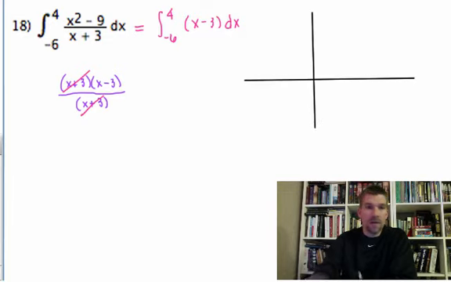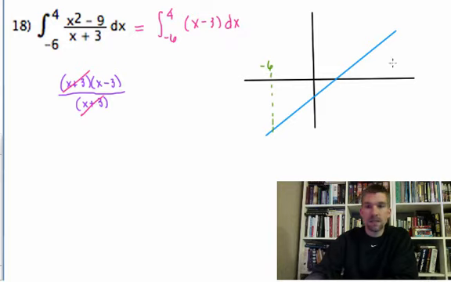We're going to graph the line x minus 3, which means we cross the y-axis at negative 3. We've got a slope of 1. It's a line that looks like this. We're going from negative 6, which is over here, negative 6 to positive 4.